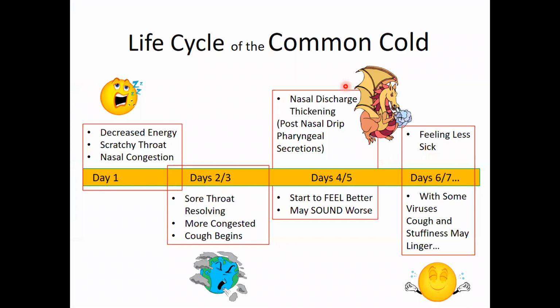This is the life cycle of the common cold. See, on day one, what will happen? When you get a cold, you'll feel that your energy is really decreased, you'll have a scratchy throat, and your nasal congestion will start on the first day. On the second and third day, you will have a sore throat, your congestion will increase, and you will start coughing. On the fourth and fifth day, your nasal discharge will thicken. You will slowly start to feel better, but your voice will become worse.